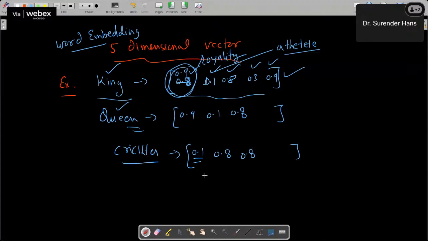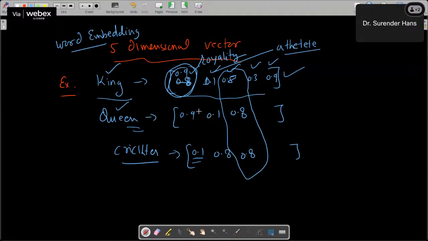So all these three will have this one high. Basically these dimensions have a meaning which we cannot actually understand, because the neural network does not tell us what that dimension is. Every dimension has a meaning, and the similarity of each dimension is 0.8, 0.9, 0.1, 0.8, 0.8.